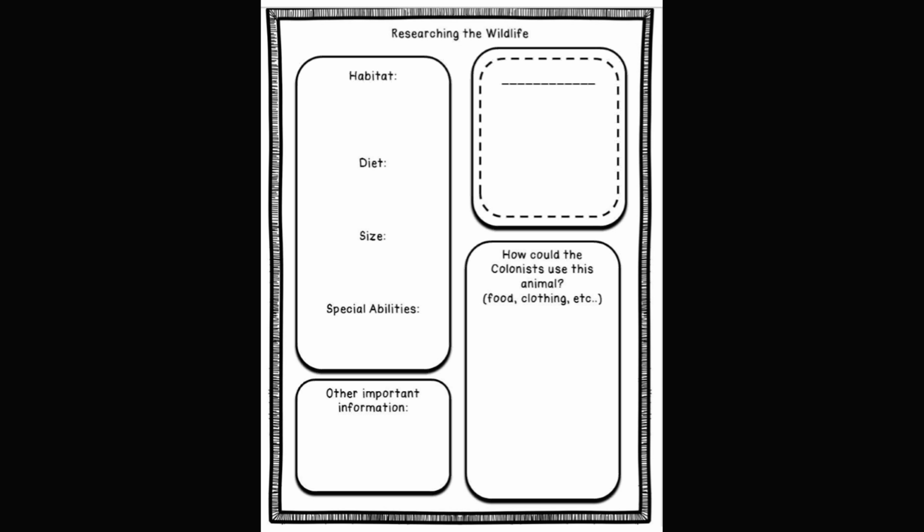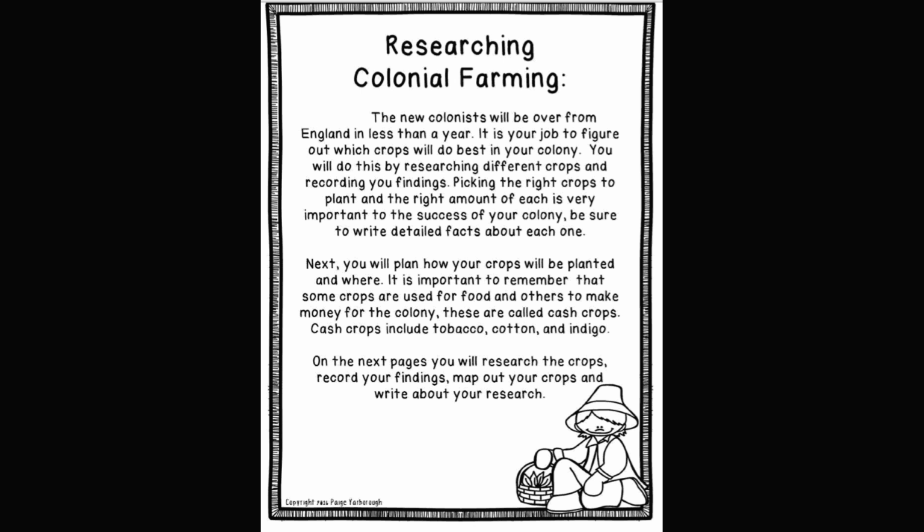Now, after we research the wildlife, we're going to be researching the farming that happens there. Remember, there wasn't a Fry's you could go to get your food. You had to farm all of it. And in our study of Roanoke, Jamestown, and Plymouth, we learned that having enough food was one of the main determining factors of whether the colony survived or didn't.